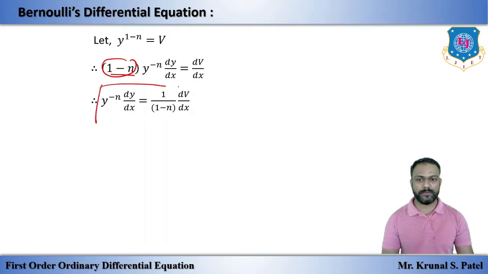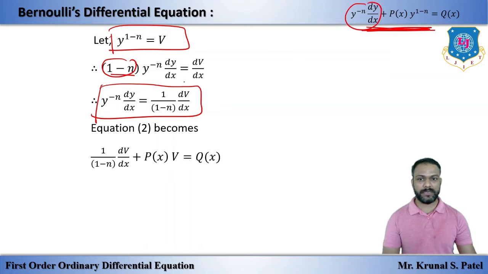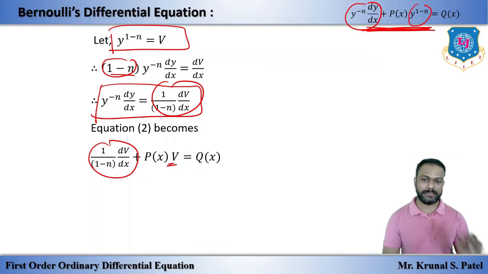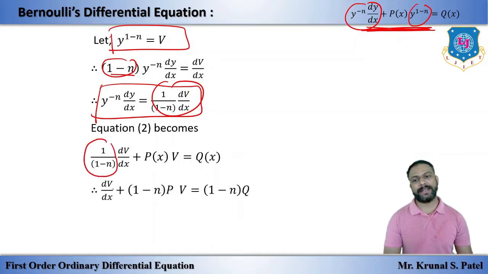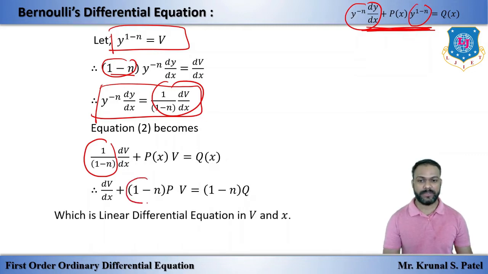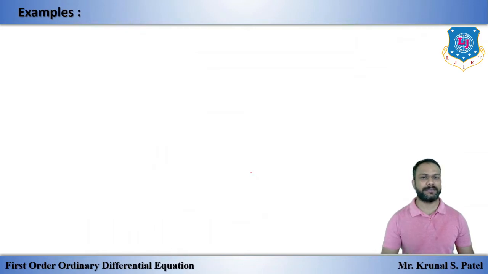By putting this value and this value in equation number 2, we have the first term become this, and in the second term we replace this with v. Now to make it linear, we have to remove this coefficient, so multiply with 1 minus n. We have this term, and now this is our linear differential equation in v, with this entire term as our p and this as our q. That is dv by dx plus p into v is equal to q.